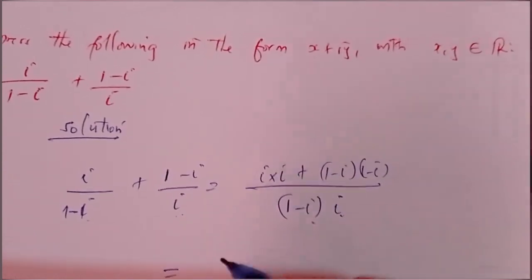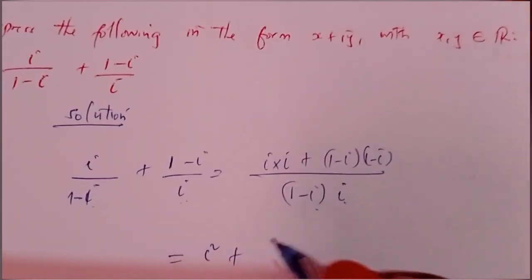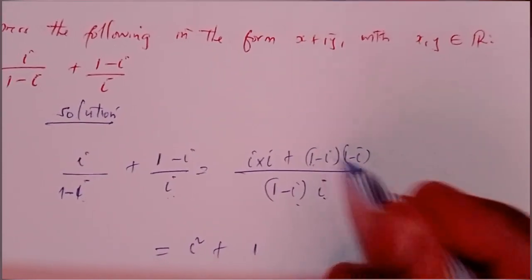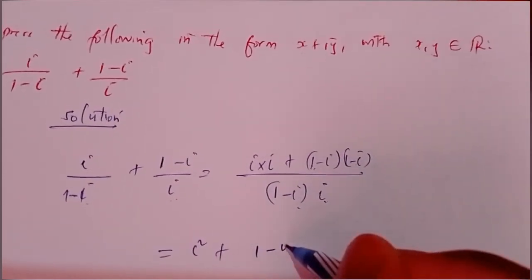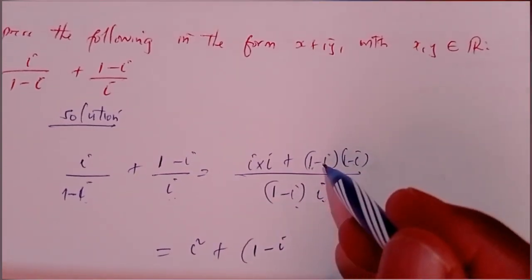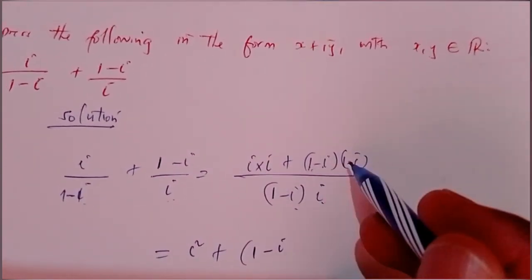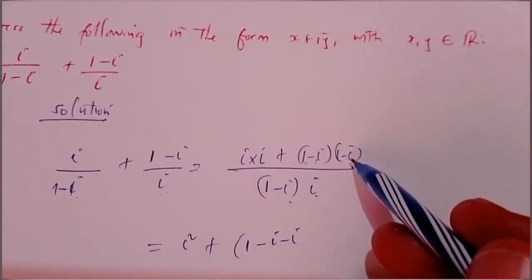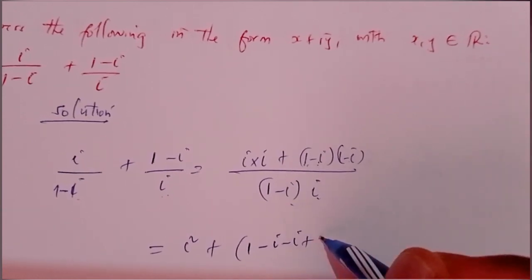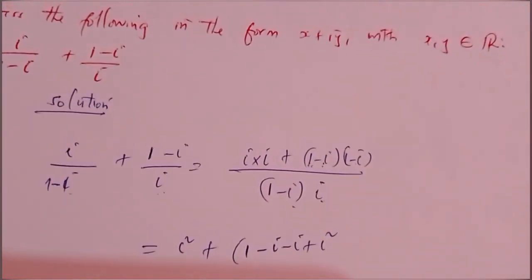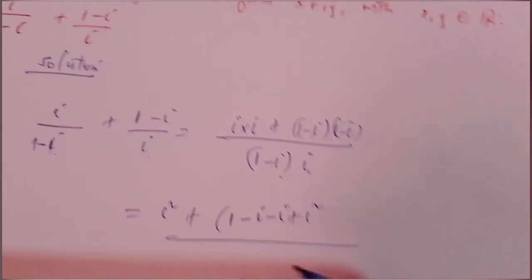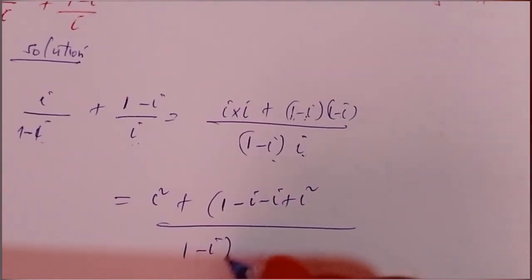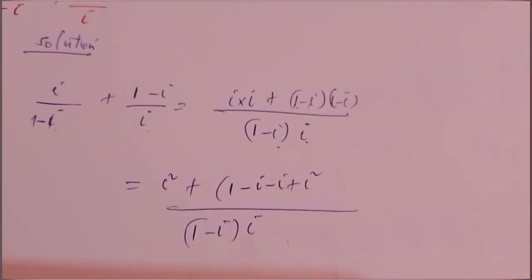So you have i times i is i squared, plus 1 times 1 is 1, 1 times negative i is negative i, then negative i times 1 is negative i, negative i times negative i is positive i squared, over i times 1 minus i. Are we there?